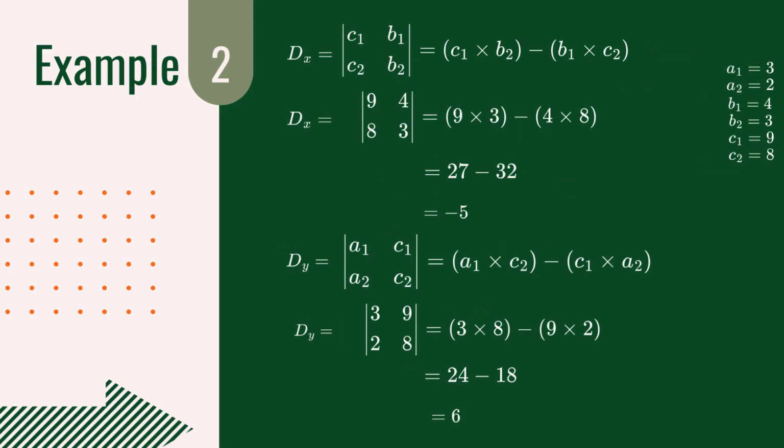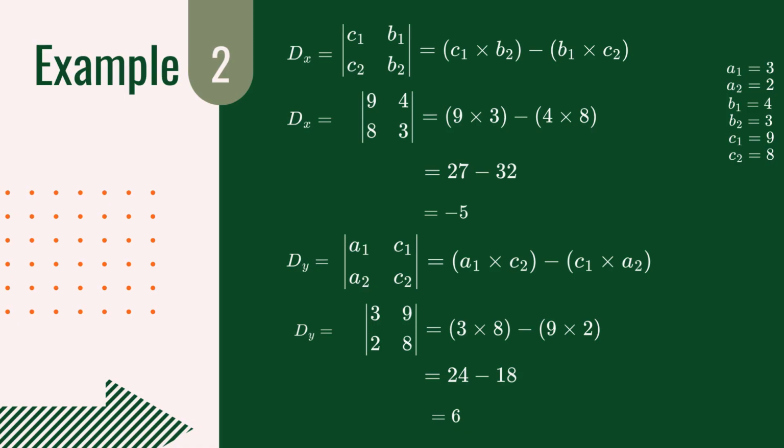Now, we proceed to find the determinant of x. In finding the determinant of x, we have a formula, which we got by replacing the a column, which are the coefficients of x, with the c column, which are the constants. Then cross-multiplying, we have 9 times 3 minus 4 times 8, which is 27 minus 32, and after subtracting, we get minus 5. So the determinant of x is now minus 5.